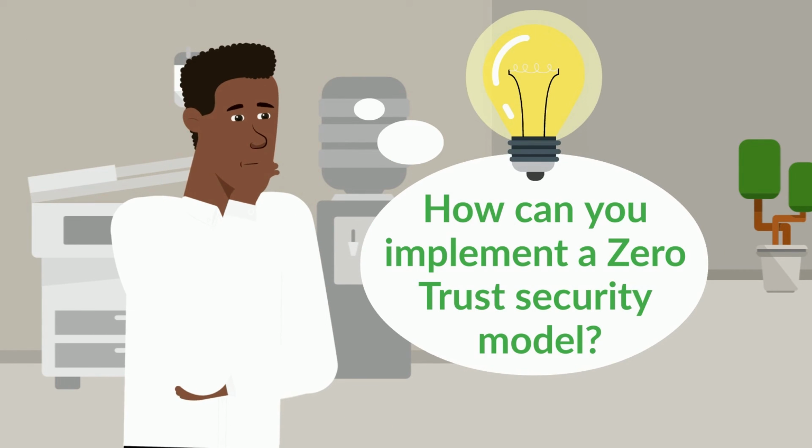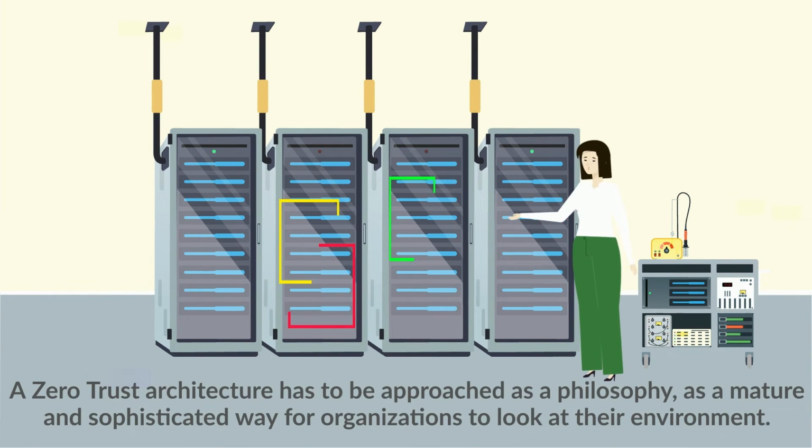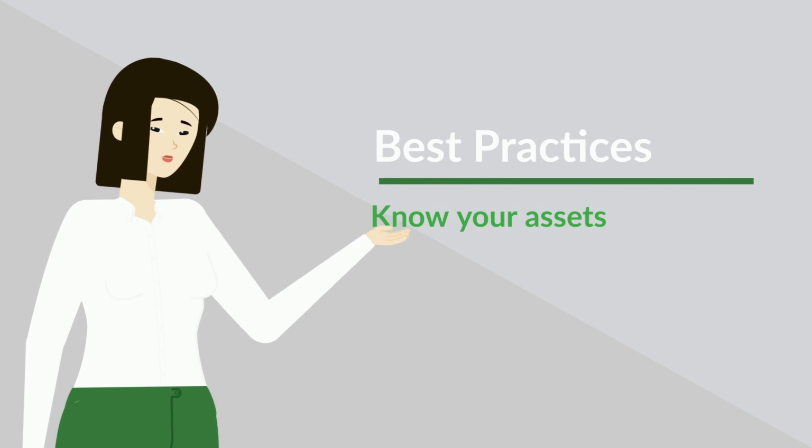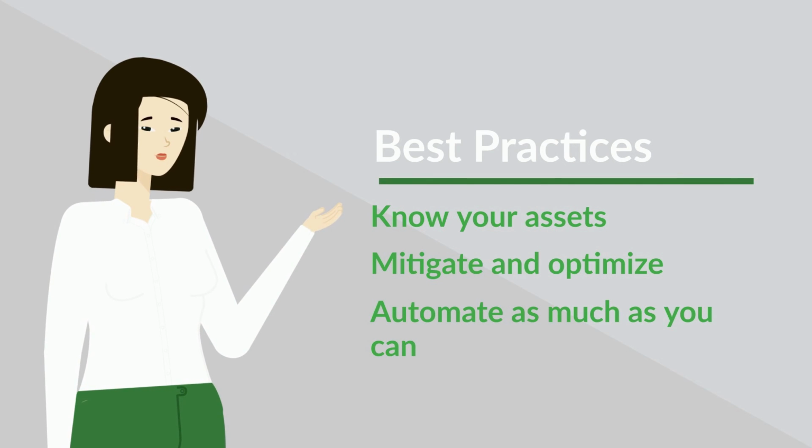So how can you implement a zero-trust security model for your business? First, zero-trust architecture has to be approached as a philosophy, as a mature and sophisticated way for organizations to look at their environment. A few zero-trust best practices that can help you are know your assets, mitigate and optimize, and automate as much as you can.